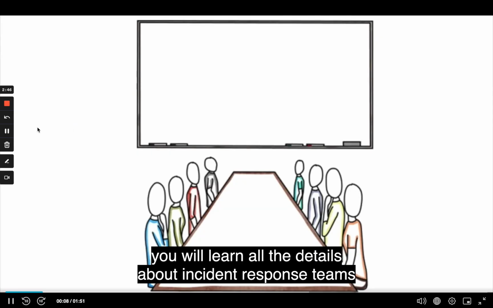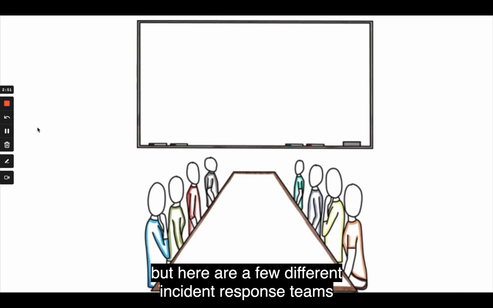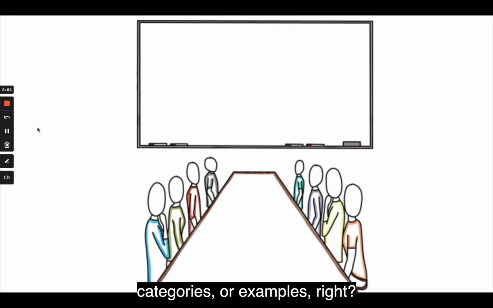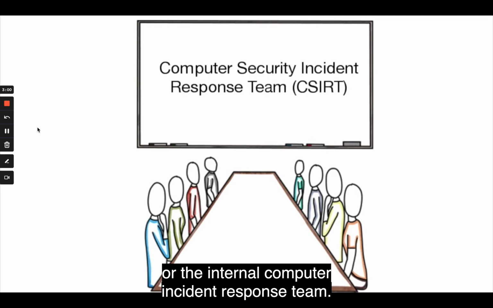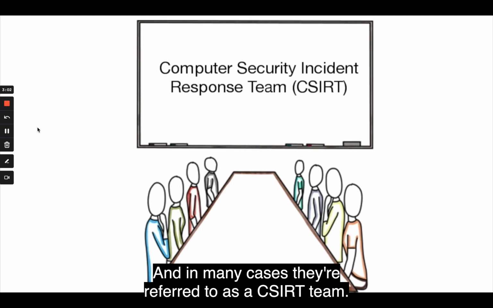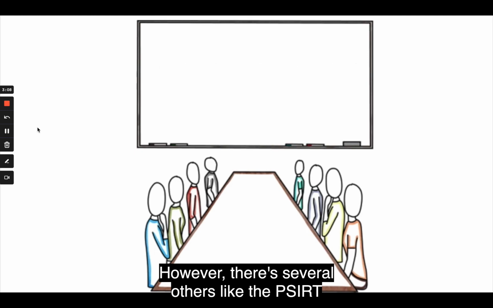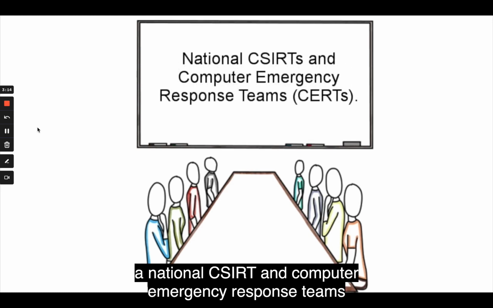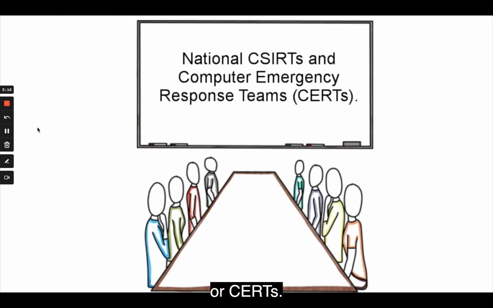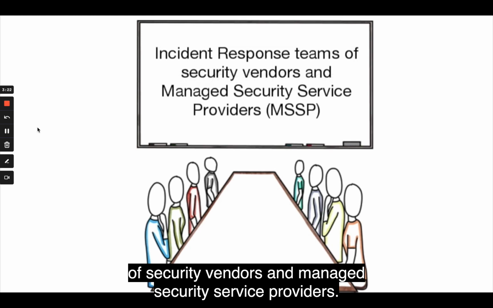In this course, you will learn all the details about incident response teams, but here are a few different incident response team categories or examples, right? The most popular is the corporate or the internal computer incident response team, and in many cases, they're referred to as a CSIRT team. However, there's several others like the PSIRT or product security incident response team, a national CSIRT, and computer emergency response teams or CERTs. There are also coordination centers. There are also the incident response teams of security vendors and managed security service providers, right?